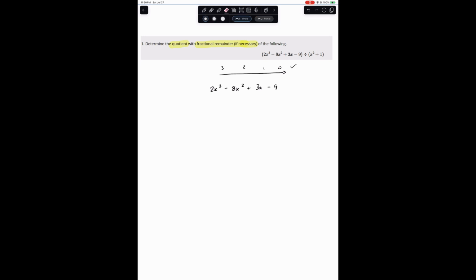But let's pretend this was missing, and this was the original equation. And I noticed that this is missing, I'll put in a 0x just so that the spacing is correct. Okay. But all the powers are descending one by one, so nothing to worry about here. And now divide that by x squared plus 1. So first we're going to check the x squared against the highest power.